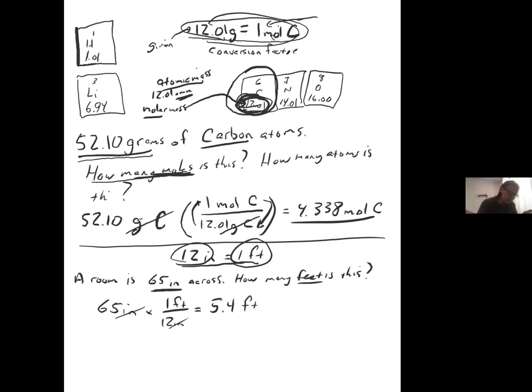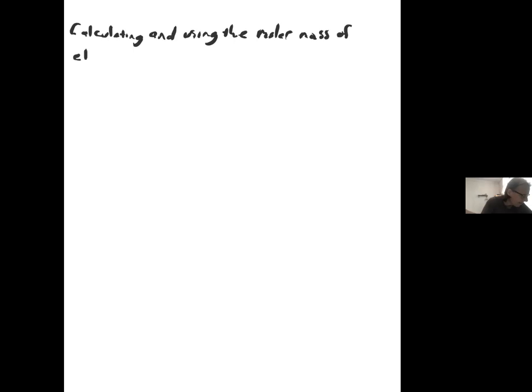So let me show you an example here. This is one out of Alex. The name of this type of problem is calculating and using the molar mass of elements. So let me write that down so you see it. Calculating and using the molar mass of elements. Remember, the elements are those materials that are in the periodic table, right? Like carbon, oxygen, iron. So the first one is a chemist weighs out 15.5 grams of iron.